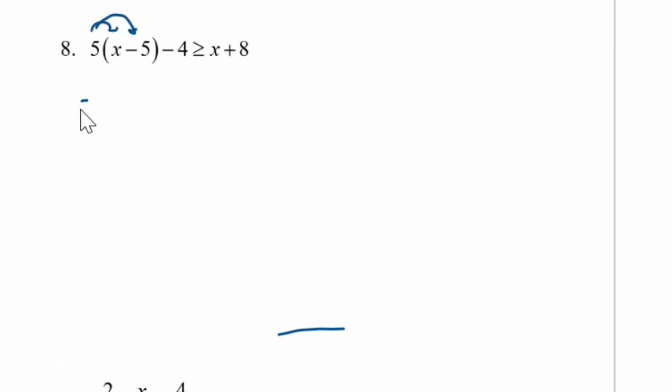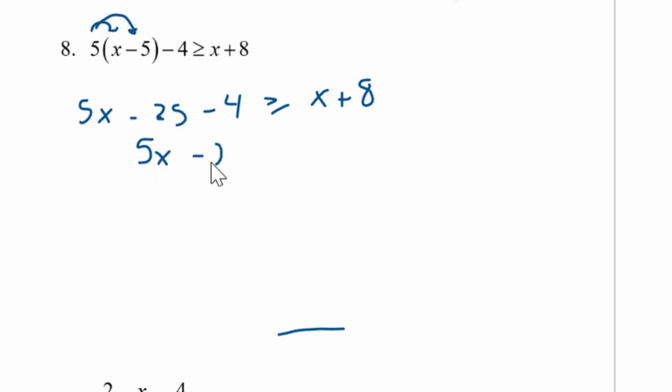In problem number 8, our first step will be to distribute the 5. So we're going to rewrite as 5x minus 25 minus 4 is greater than or equal to x plus 8. Let's combine some like terms here on the left-hand side. We have 5x minus 29 is greater than or equal to x plus 8. And now we want to get those x terms together. So we're going to subtract x from both sides.